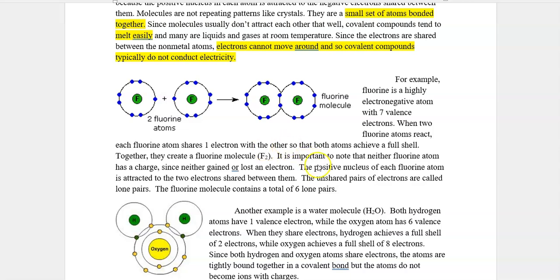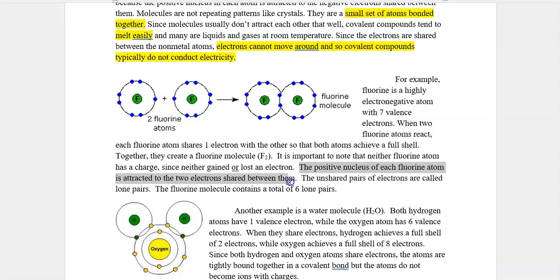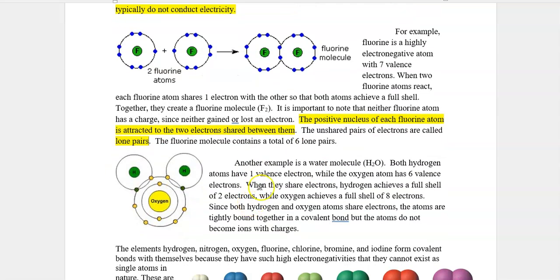The positive nucleus of each fluorine atom is attracted to the 2 electrons shared between them. The unshared pairs of electrons are called lone pairs. The fluorine molecule contains a total of 6 lone pairs. So 1, 2, 3, 4, 5, 6.